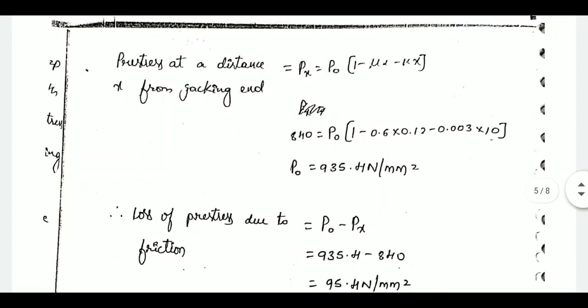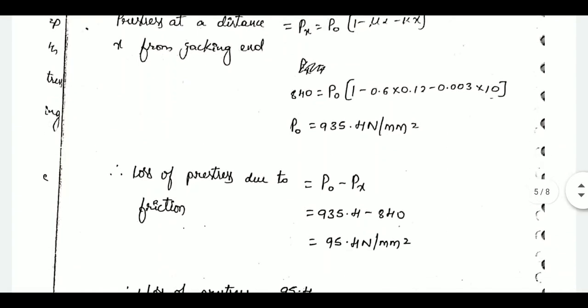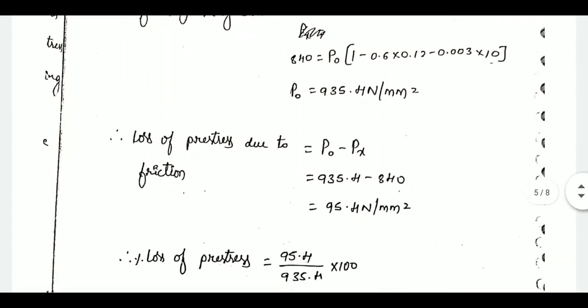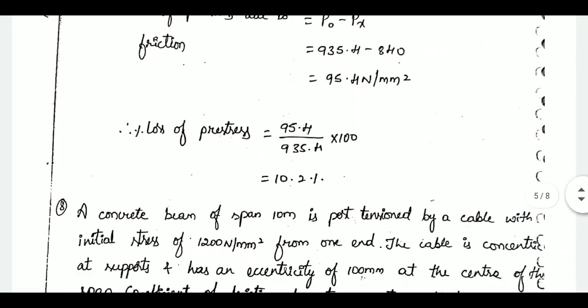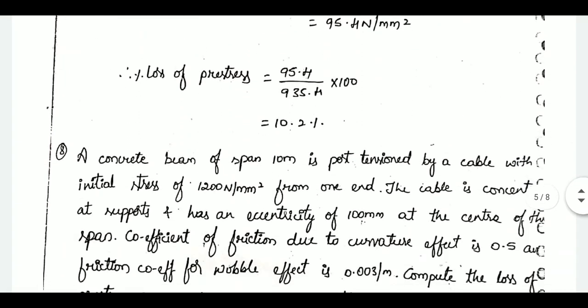The difference of P naught minus Px will be the loss of friction. So for that we have calculated the percentage. Next problem.